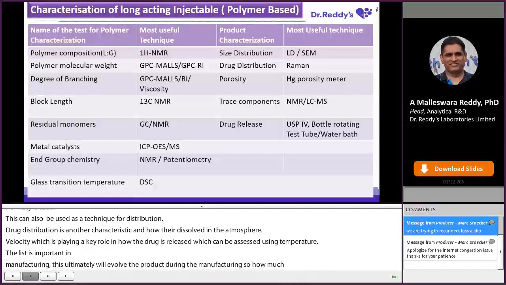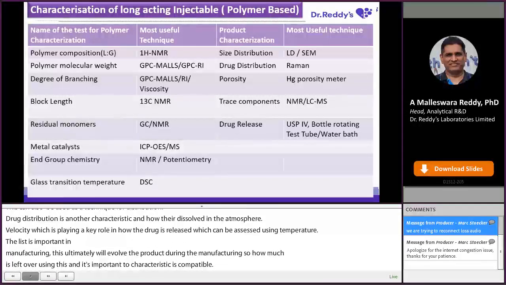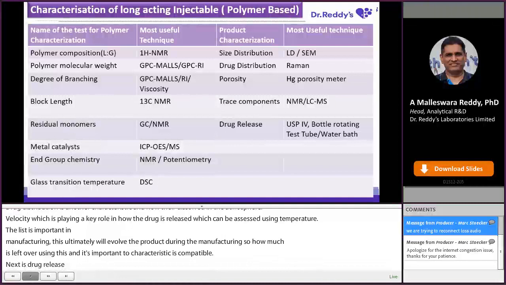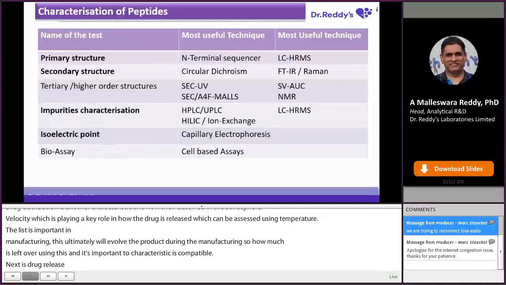Next are the most important drug release characteristics, which mimic how the drug is released over a period of time. The most useful technique is USP apparatus 4, and sometimes a test tube water bath combination can also be used, and a bottle rotating apparatus is also used for some different kinds of microspheres.